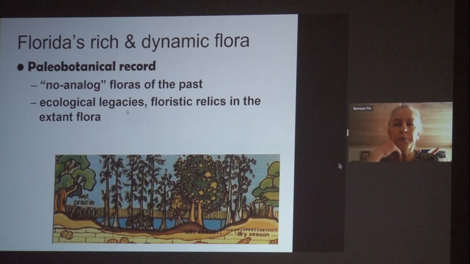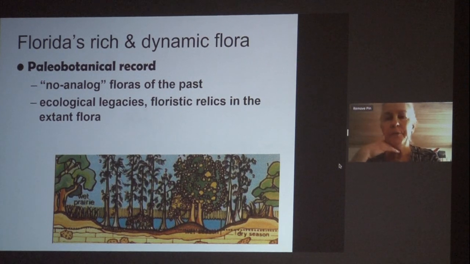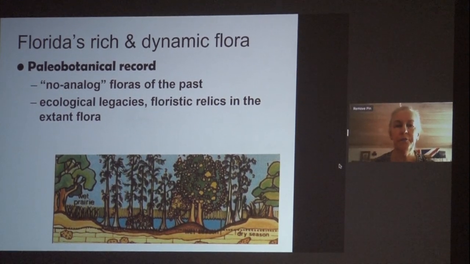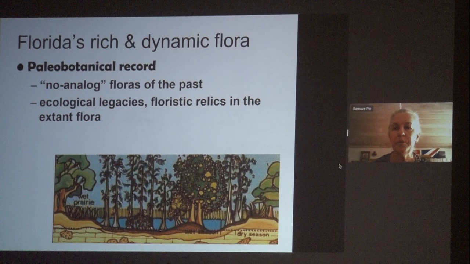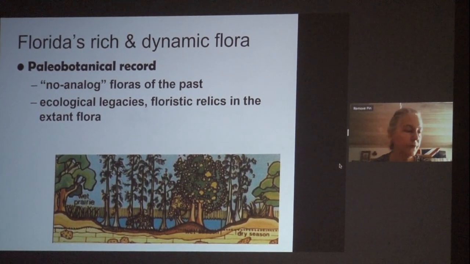Okay, so I'll be tracing the paleobotanical record through time, with emphasis on no analog floras, which is to say completely unique circumstances, sets of trees and other vegetation culminating in a unique association with no modern equivalents. And I'll also be looking on the flip side at the ecological legacies, the floristic relics that exist in the current vegetation as a reflection of that past and allow you to trace and understand that deeper history.